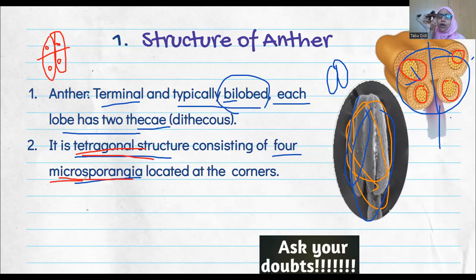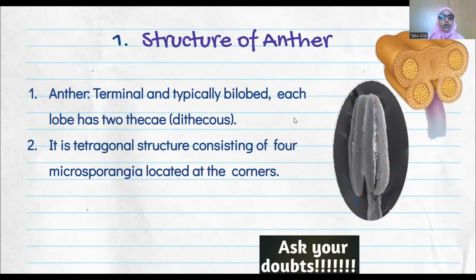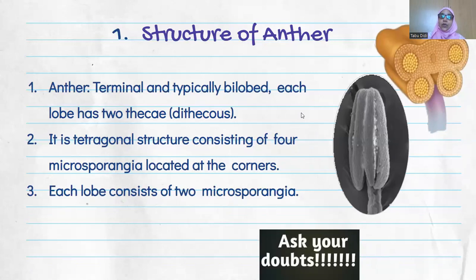Micro means very small, minute. What is sporangia? Remember in 11th standard we were discussing a lot about spores, asexual spores, sexual spores. These are small granular structures. Here it stands for the male gamete, very minute male gametes. Hence the name microsporangia. Microsporangia is the sac, the place where these male gametes will be produced.